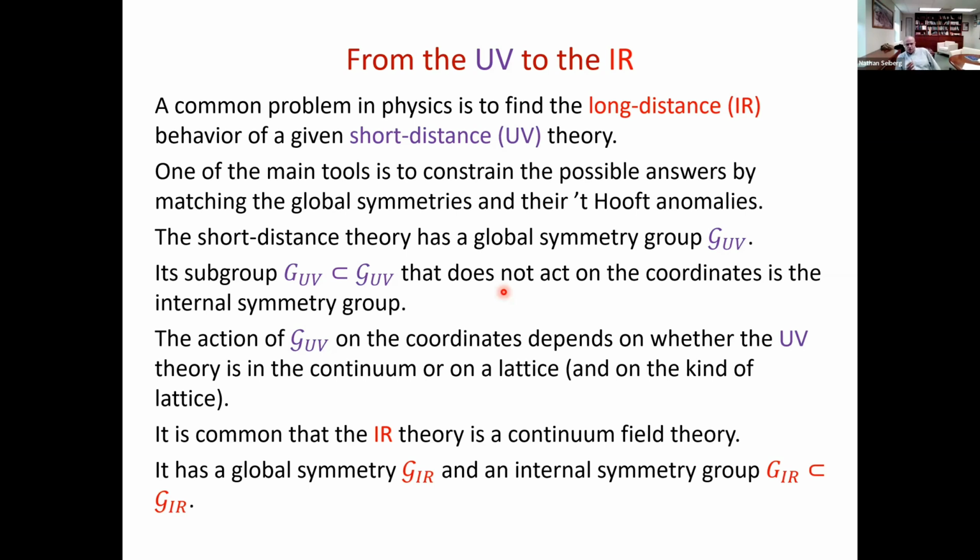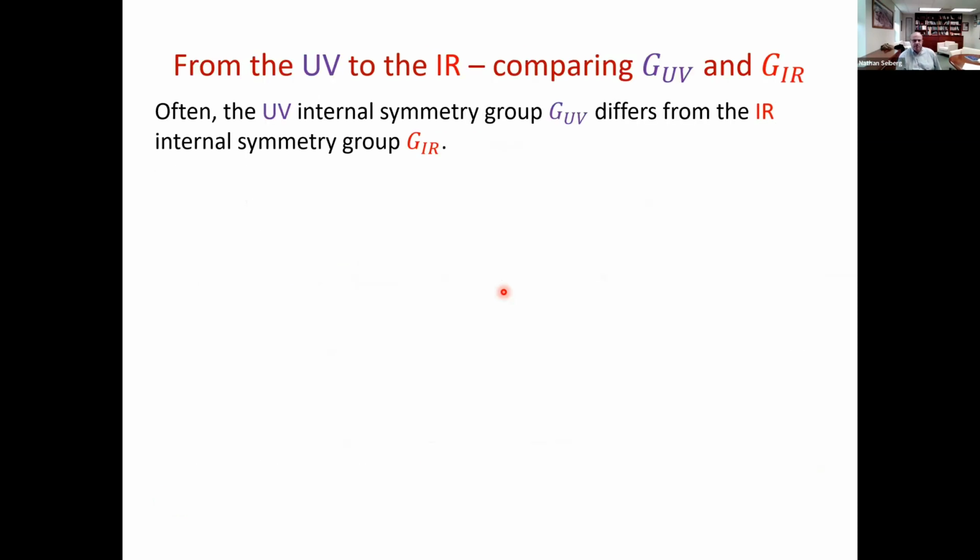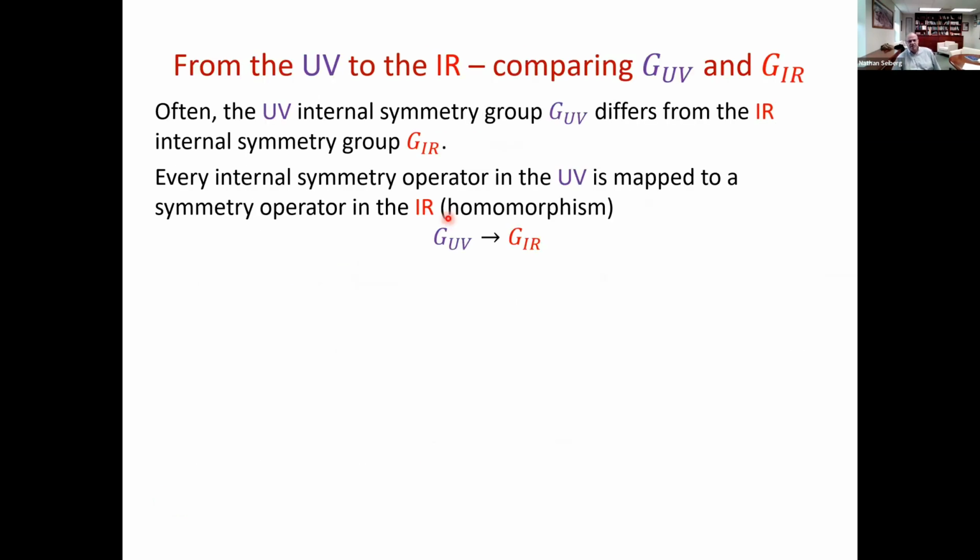Because, for internal symmetries, it's this fact. First, forget any transformation that acts on the coordinates. So this is the map from the UV to the IR. That's a standard homomorphism. These are the standard symmetries in the UV and the IR. Everything is wonderful and completely standard.